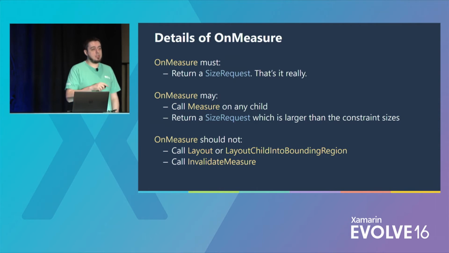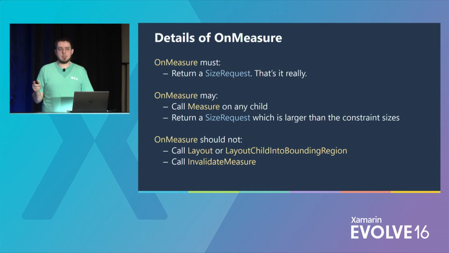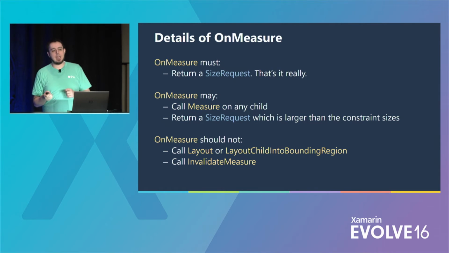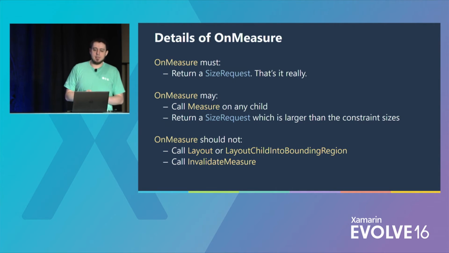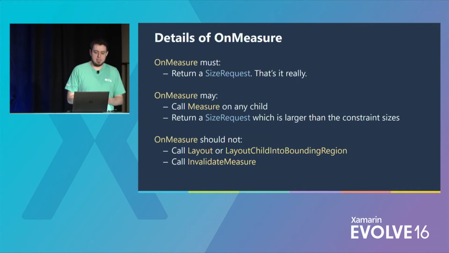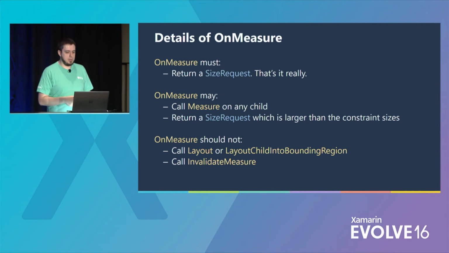It may call measure on each of the children. It is not required to, just like the layout may call measure on each of the children. And it may also return a size request which is larger than the constraining sizes. This indicates that it is unable to properly lay out at the constraining size. This is a valid result in Xamarin.Forms. Some toolkits will consider this an invalid result, and Xamarin.Forms will yell at them.